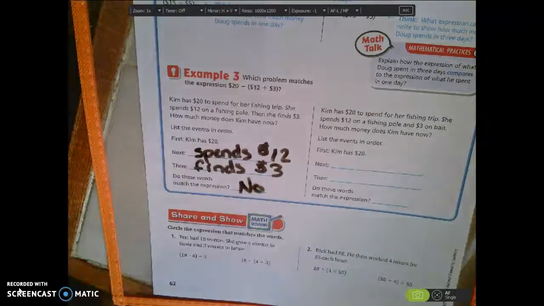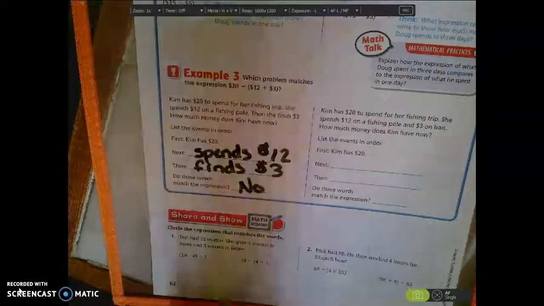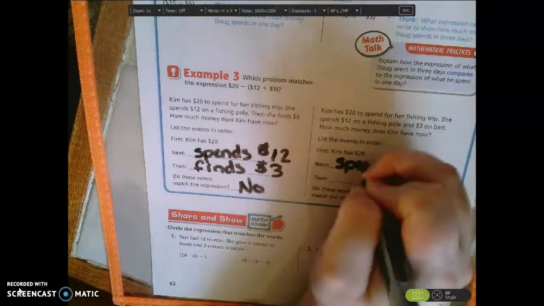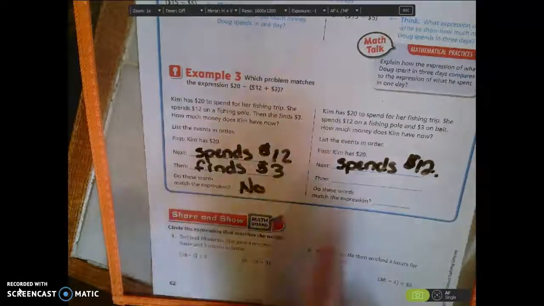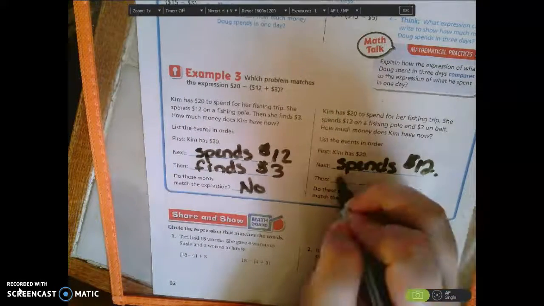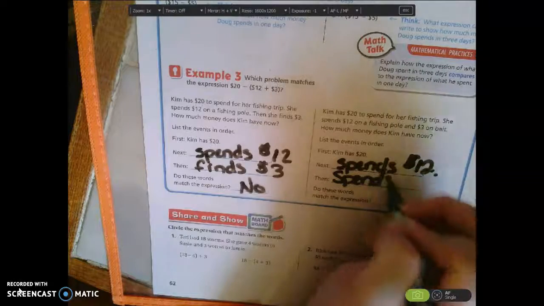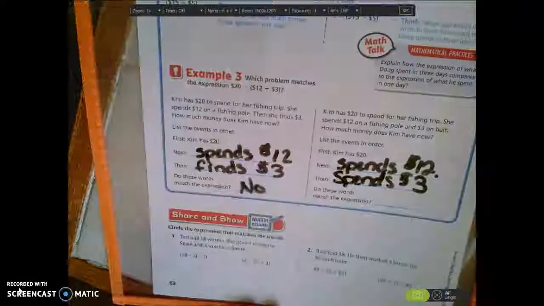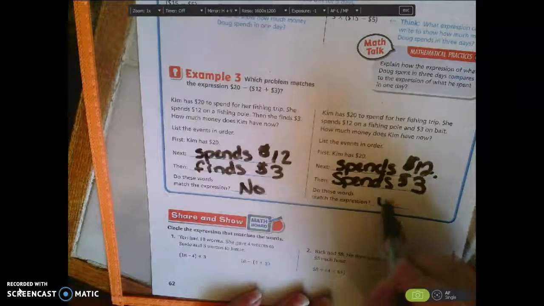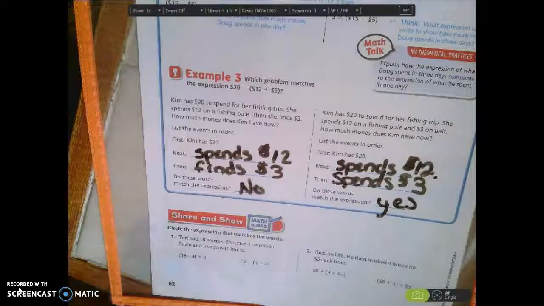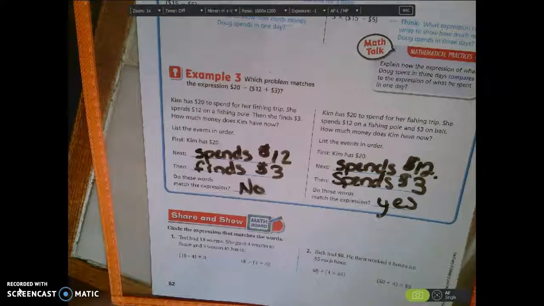So Kim has $20 to spend for her fishing trip. She spends $12 on a fishing pole and $3 on bait. How much money does Kim have now? List the events in order. So again, she starts with the $20. She spends $12. Then she also spends $3, which means you can add those two together and subtract them from 20. So yes. So hopefully you have a better understanding of numerical expressions.